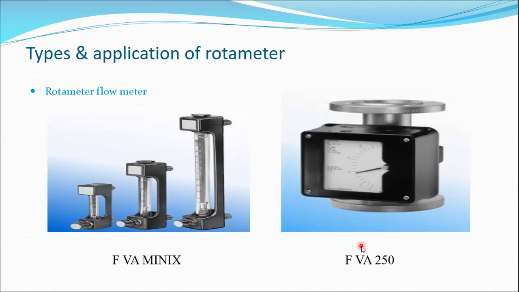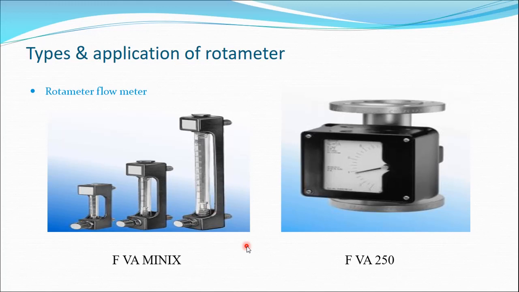Another is the FVA Minix. It is an aluminum rotameter with a glass flow tube and a built-in needle valve for manual control of the flow rates. The Mecon FVA Minix aluminum variable area flow meters with glass tube are used to measure the volume of transparent liquids and gases which are passing through a closed piping. And the built-in needle valve permits manual control of flow rates in this type of rotameter.